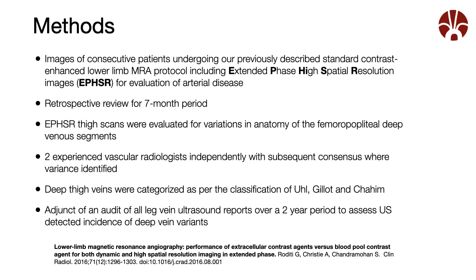For this study, we reviewed the images of consecutive patients undergoing our previously described standard contrast-enhanced MRA protocol for arterial disease, including extended phase high-resolution images. This retrospective review covered a 7-month period, and we evaluated the high-resolution thigh scans for variations in anatomy of the femoropopliteal deep venous segments. 2 experienced vascular radiologists independently reviewed the images with subsequent consensus where variance was identified. The deep thigh veins were categorized as per the classification, and an adjunctive audit of all leg vein ultrasound reports over a 2-year period was also performed to assess the ultrasound detected incidence of deep vein variants.